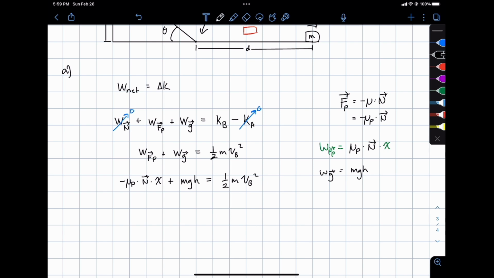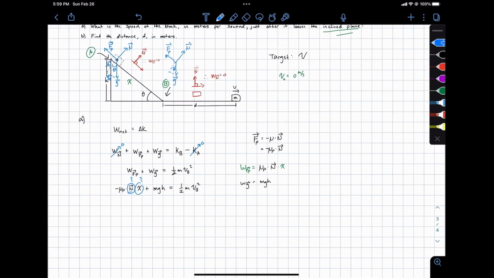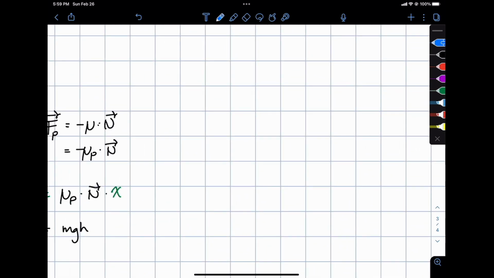Okay, so let's see what we are missing. We don't know the mass, right? It's not given to us. What else? We don't know the normal force. What is the normal force and what is x? We don't know these things. So let's find them. First, let's find the normal force over here.